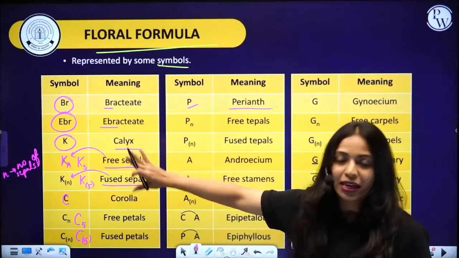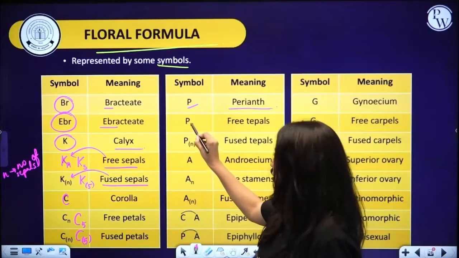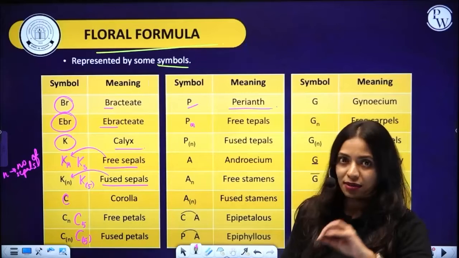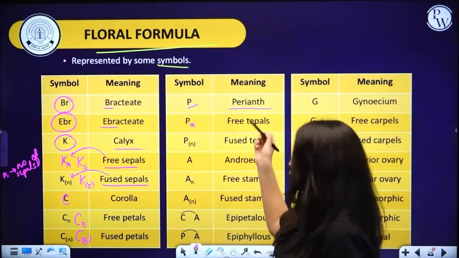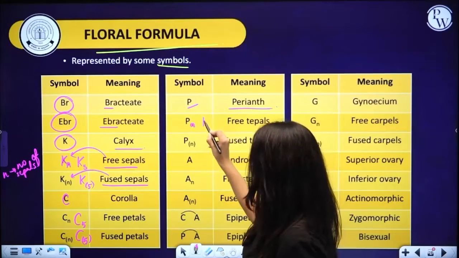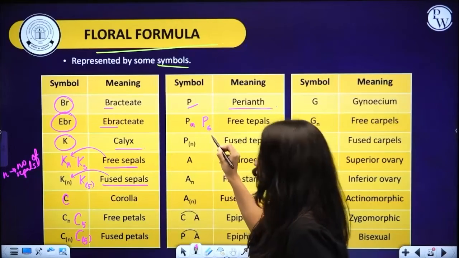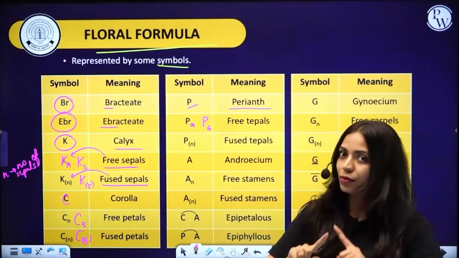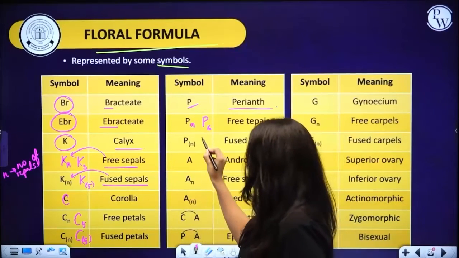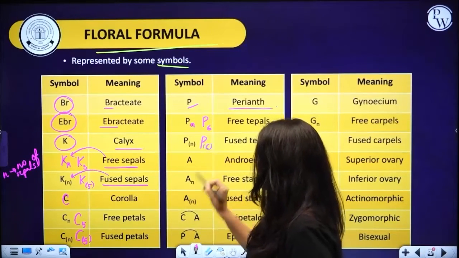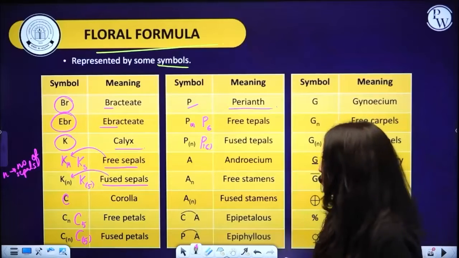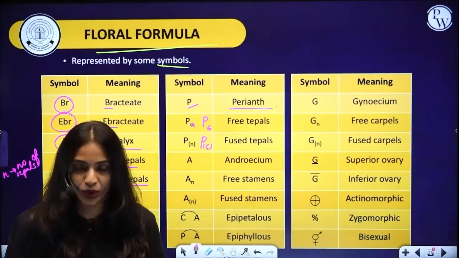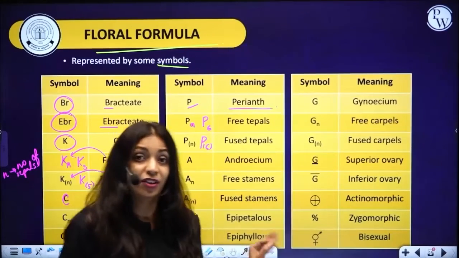Very similar to calyx and corolla, you will represent the number of tepals as a subscript. Okay, so if this has 6 tepals, let's say, you represent it as a subscript, the number. If they're free, no brackets. If they're fused, you add it within brackets. So that's about the non-essential or accessory whorls of a flower. Now talking about the androecium.